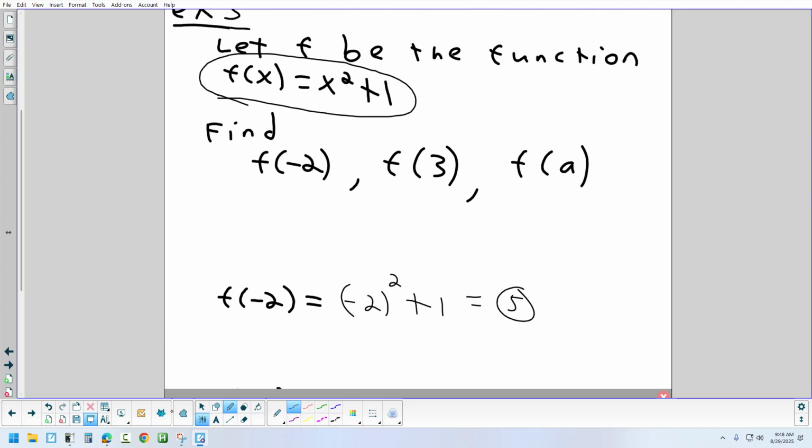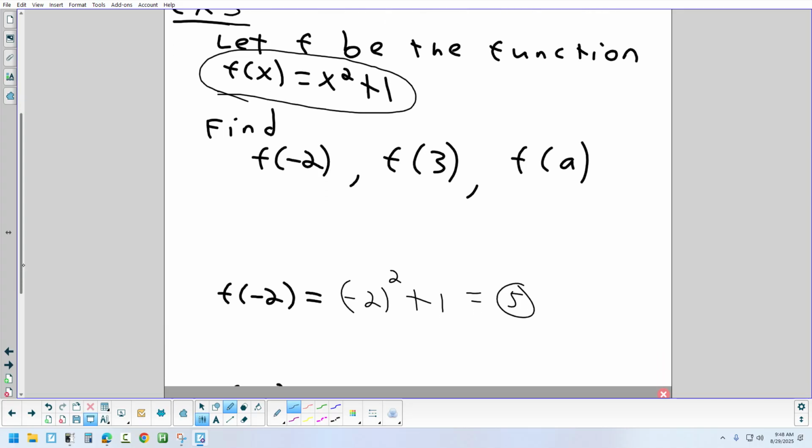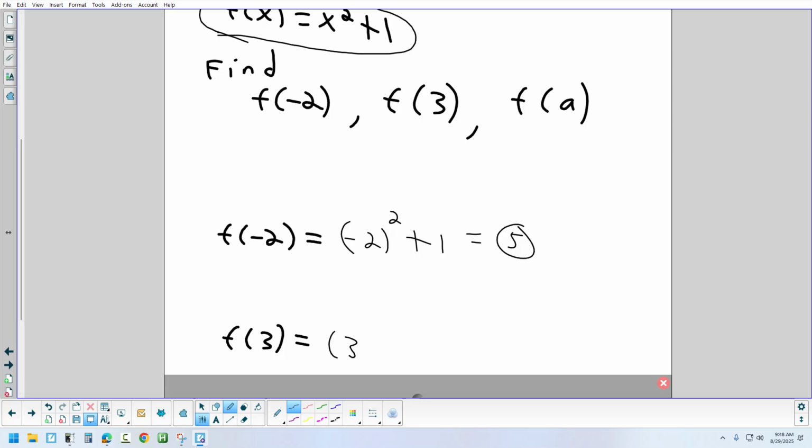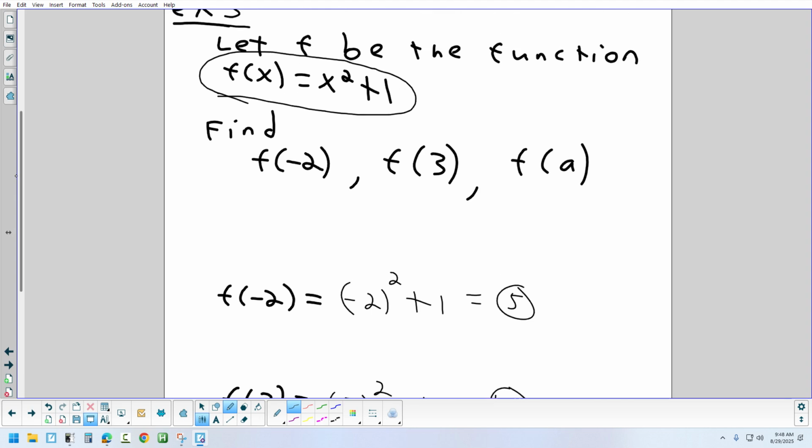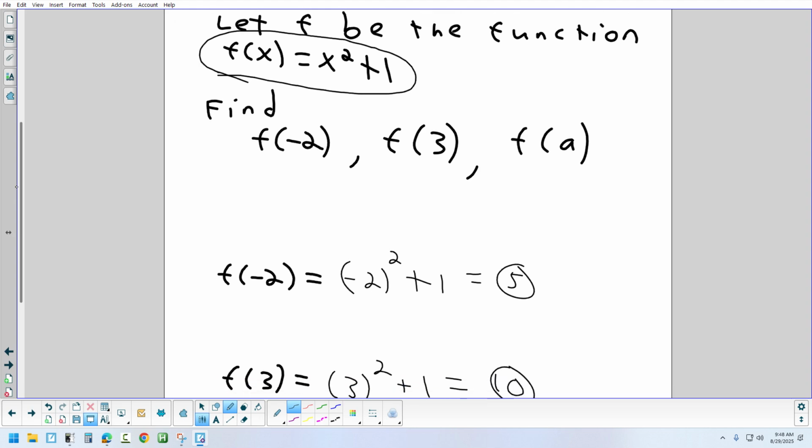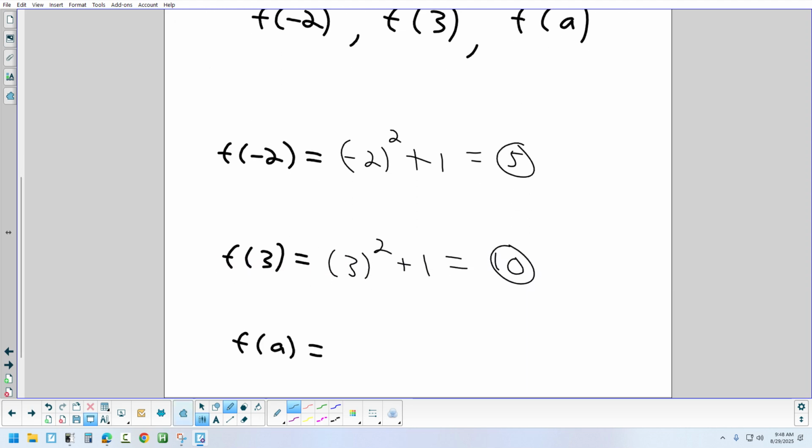Let's plug in 3. What's that one going to come out to? 10. And the last one they want me to plug in is a. Replace the variable with an a. All right. What's that come out to?